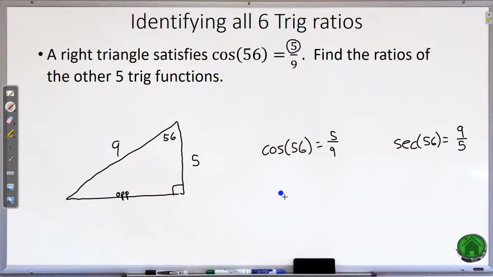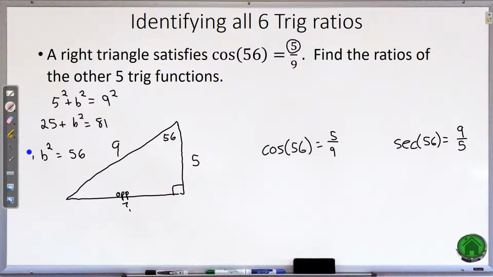But now we need the others, and to do that, we need the opposite side. What is this number? Well, we can use Pythagorean theorem real quick to get that. 5 squared plus b squared is equal to 9 squared. So we have enough information. That's 25 plus b squared is equal to 81. Subtract the 25 from both sides. So that is 56, it looks like.